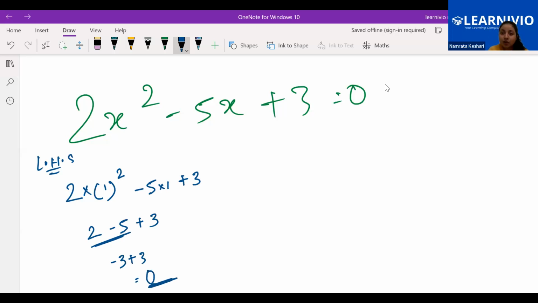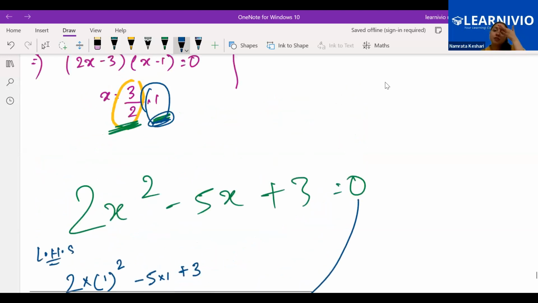Right hand side is 0. Yes, right hand side is 0. So we have got the right hand side. When we have taken the x value equal to 1, we are getting the right hand side. That means the solution which we have found is satisfying our equation. And yes, it is the solution.